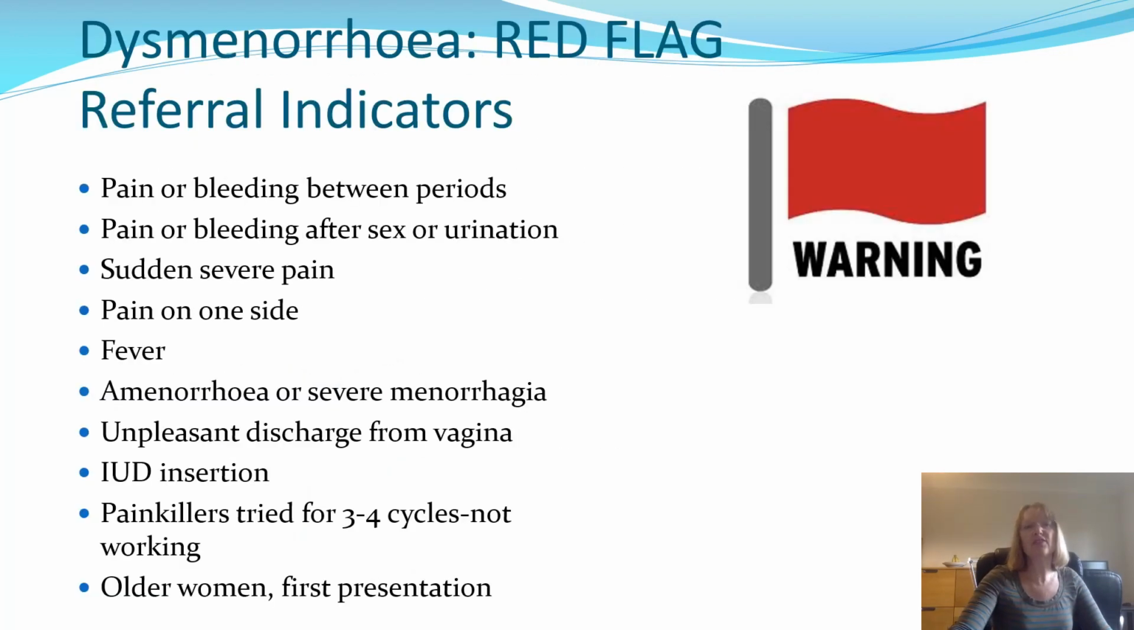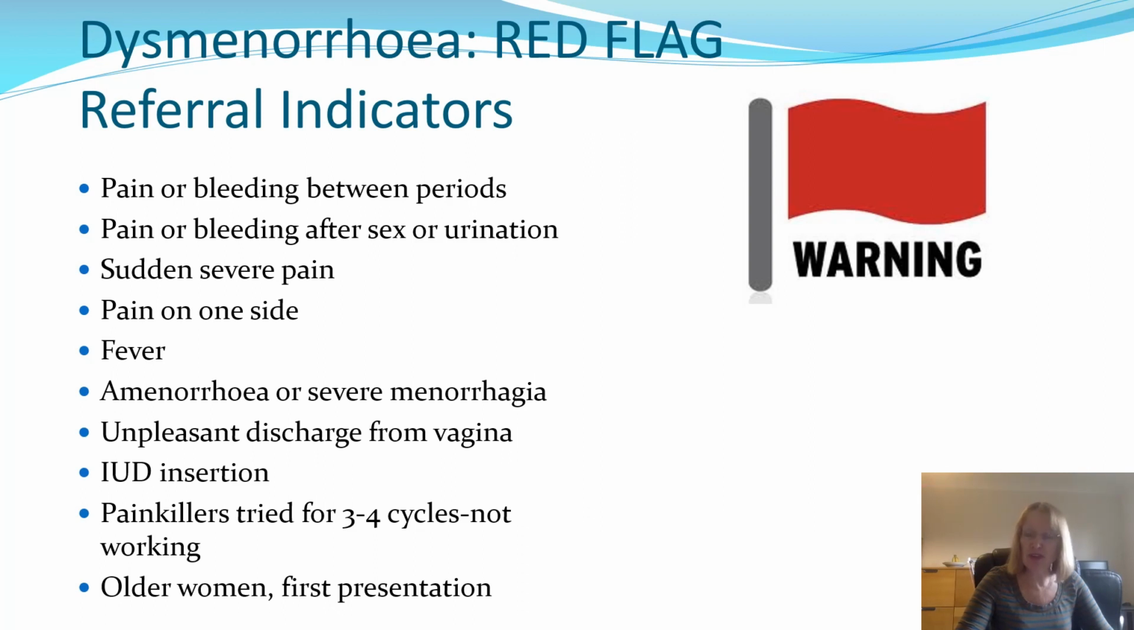So how are you going to separate out these serious conditions versus just primary dysmenorrhea, which you can help the patient with? What you need to look for is pain or bleeding between periods. So it's thinking about it being specific to the time of the periods, or pain or bleeding after sex or urination. Sudden severe pain, so that might be an ectopic pregnancy. Pain on one side, again, ectopic pregnancy or maybe appendicitis.